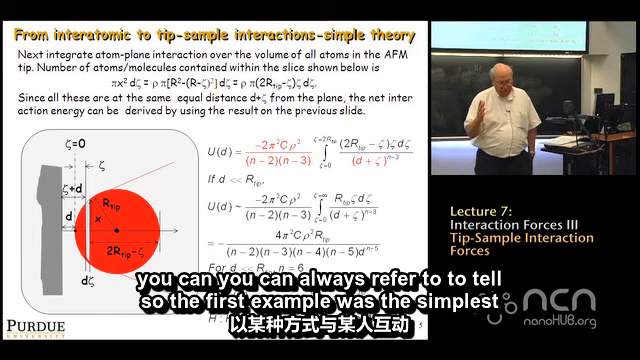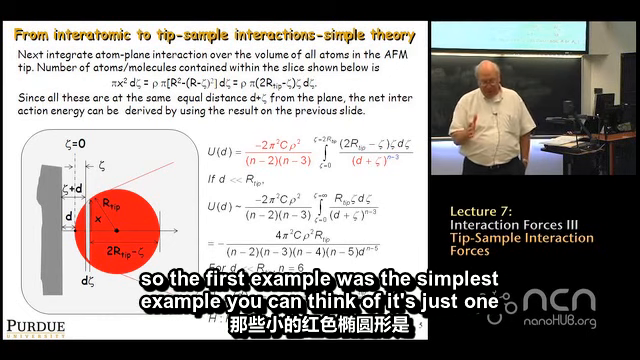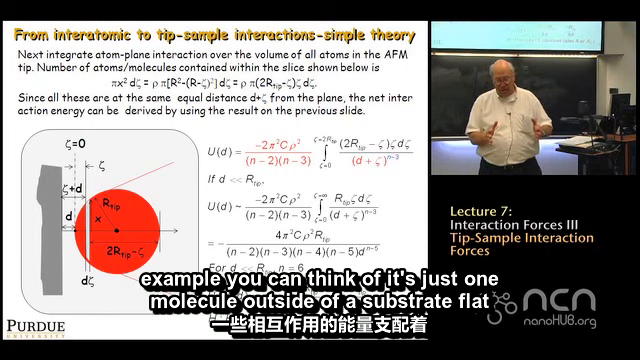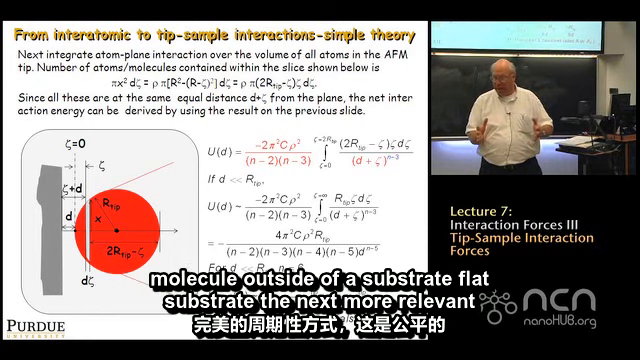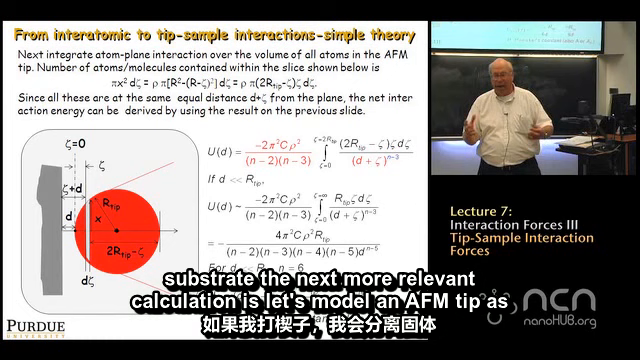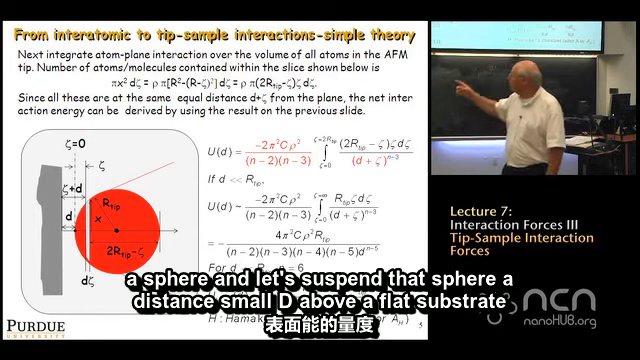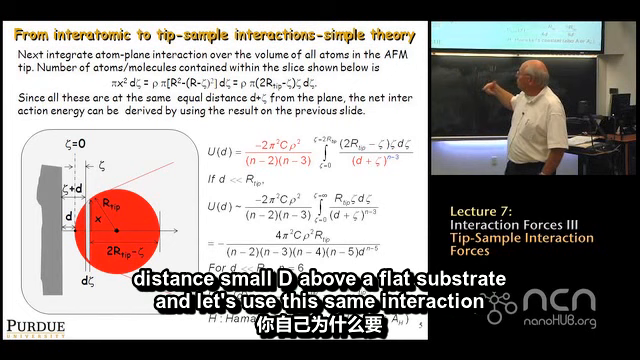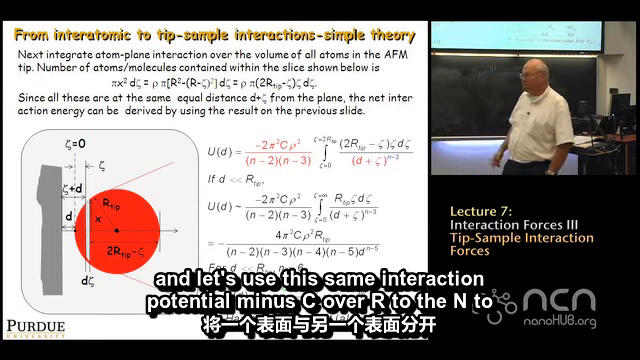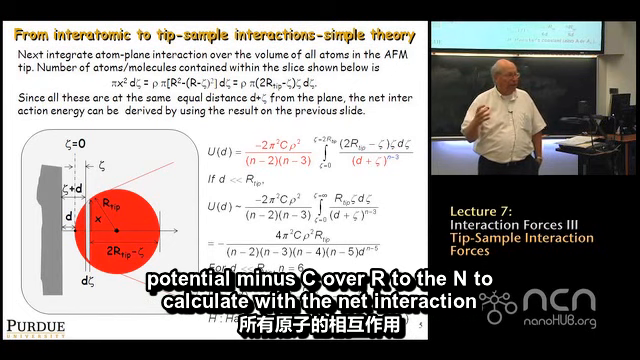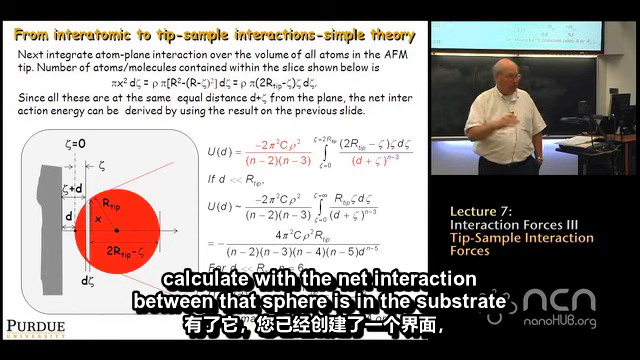The first example was the simplest you can think of: just one molecule outside of a flat substrate. The next more relevant calculation is to model an AFM tip as a sphere, suspended a small distance d above a flat substrate. Let's use this same interaction potential, minus C over R to the N, to calculate the net interaction between that sphere and the substrate.